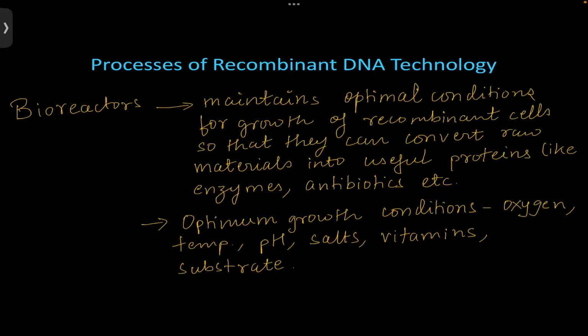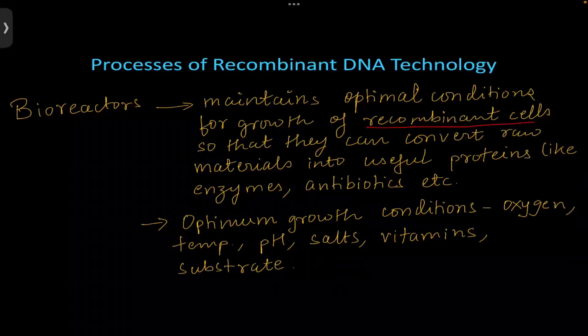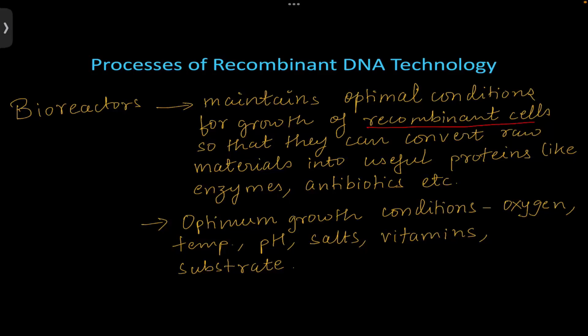Now, bioreactors need to maintain optimal conditions for allowing proper growth of the recombinant cells, so that these cells can convert the raw material, the substrate, into useful proteins like enzymes or antibiotics. So, what kind of optimal growth conditions does a cell need? It needs a proper concentration of oxygen, if it is an aerobic type of bacterial cell; there are anaerobic cells as well, like yeast. Then you need to give proper temperature for its growth. The pH should be optimal. The salt concentration or the ion concentration should be optimal.